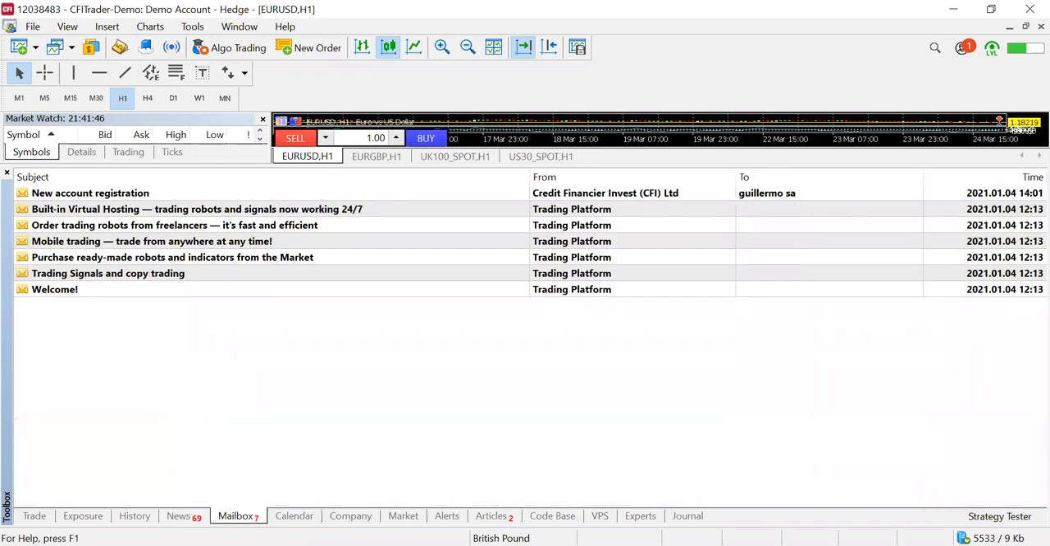The next tab is the mailbox. With the MT5, every time you log in, sometimes it gives you a welcome message for the first time. It's not really much you can see here that's important, but you still have the option.